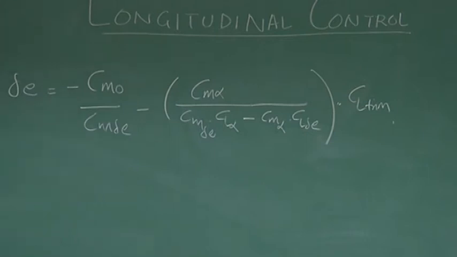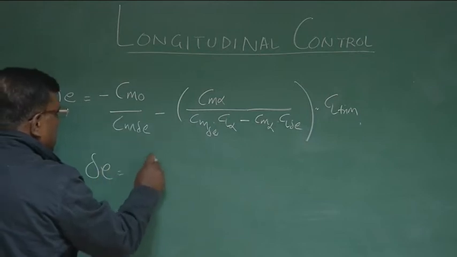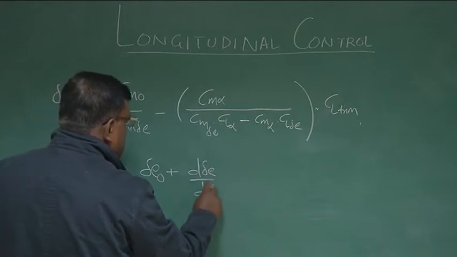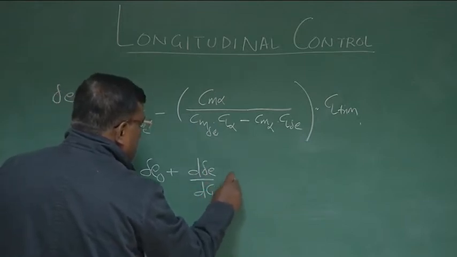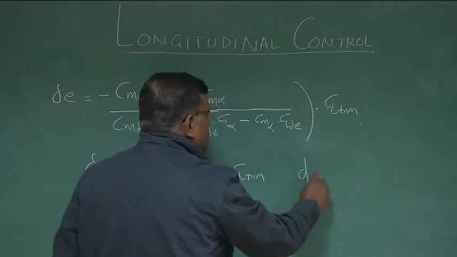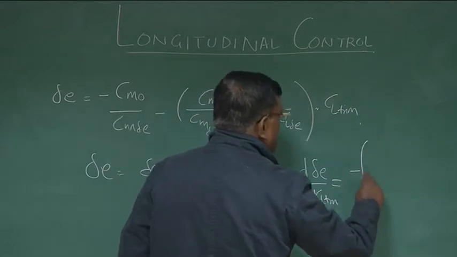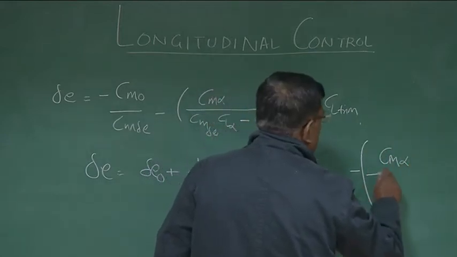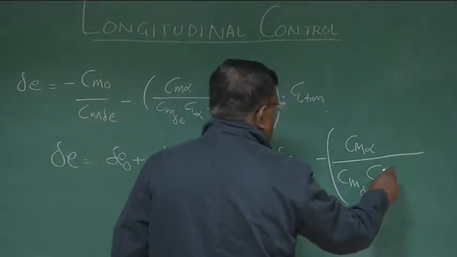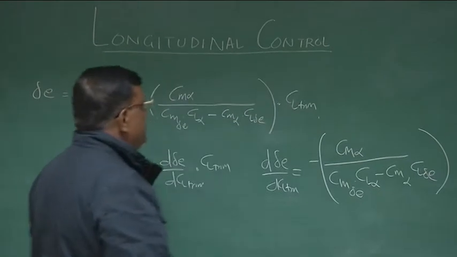Let me check. Minus Cm naught by Cm delta E, minus Cm alpha by Cm. So I can write this delta E equal to delta E naught plus d delta E by d Cl trim into Cl trim, where d delta E by d Cl trim is nothing but minus Cm alpha by Cm delta E Cl alpha minus Cm alpha Cl delta E. Right? What have I done?